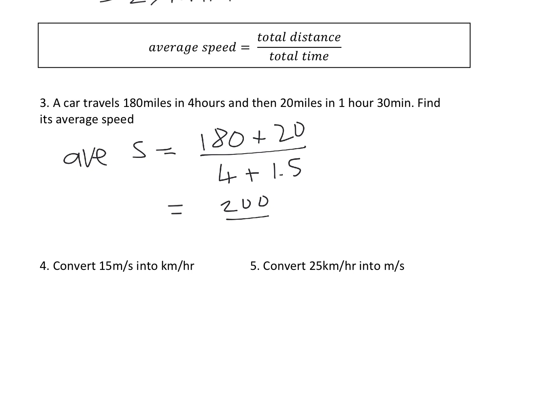That's 200 divided by 5.5. And that is 36.36 to 2 dp. That's 4/11, but it's probably best just to leave it as 2 dp. So 36.36 miles per hour.